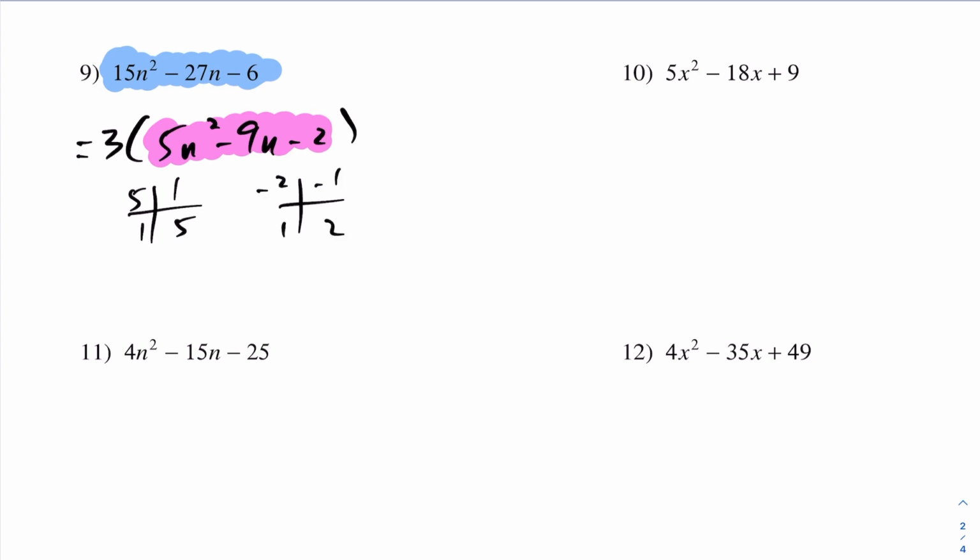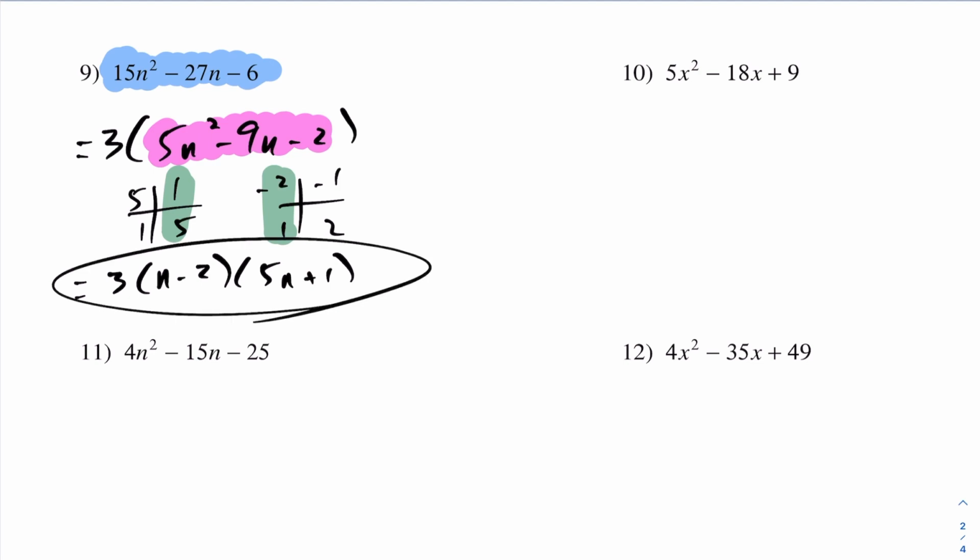And by going ahead and doing that, I can see here that by taking this column with this one, I'll end up getting that negative 9 I need. So this is going to factor into 3 times n minus 2 times 5n plus 1. Take a look at 10 here.